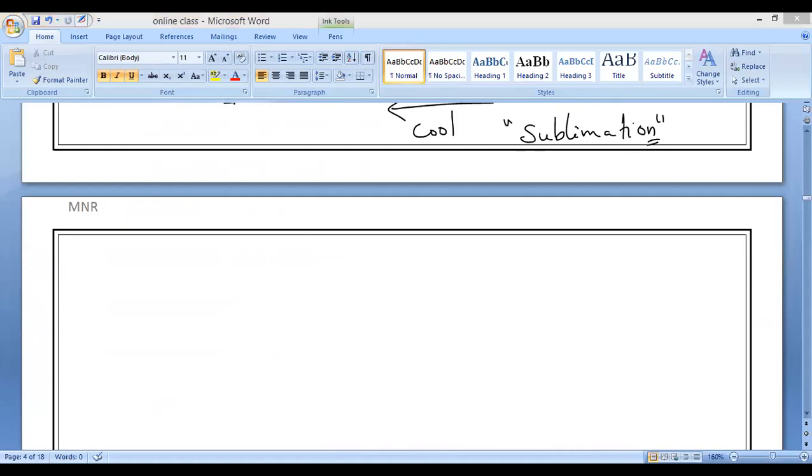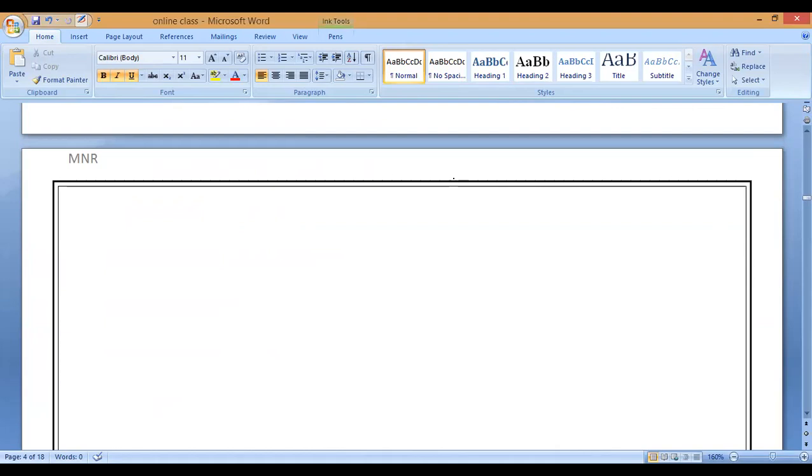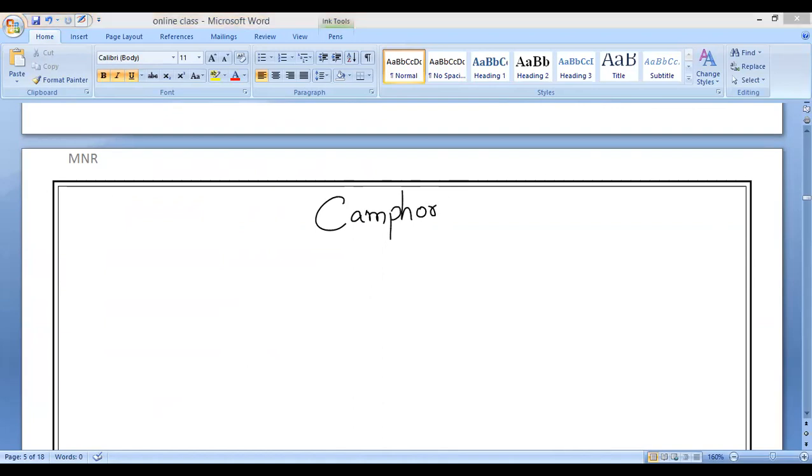Next, a lot of examples are there. Now, how many of you know camphor? In our kitchen we use it for cooking and all. Camphor, C-A-M-P-H-O-R. That is also an example of sublimation. It is a white colored powder, guys. Is it okay, everyone?